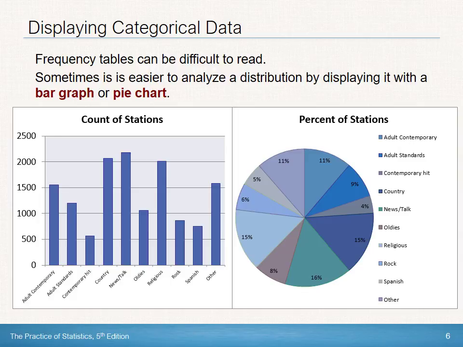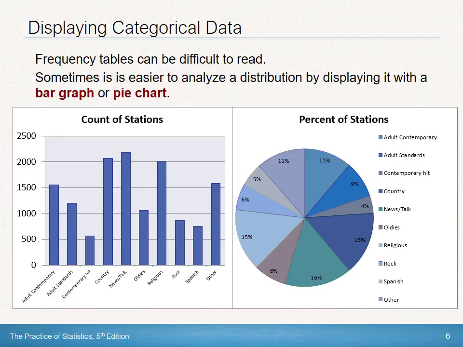So tables or frequency tables can be difficult to read. We talked about that a little bit a couple of slides ago where we looked at the dot plot of the miles per gallon for the cars. It's kind of hard to compare the miles per gallon when they're just in a table like that. So sometimes it's easier to analyze the distribution by putting it in a bar graph or a pie chart.